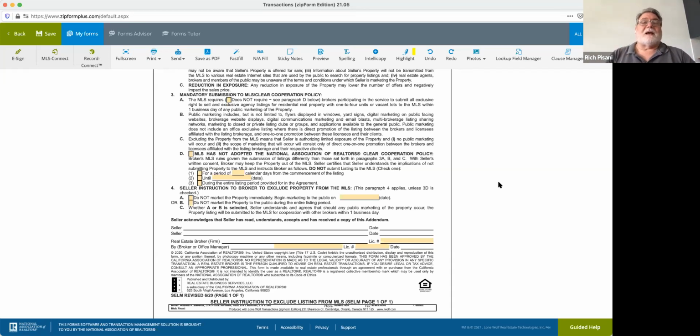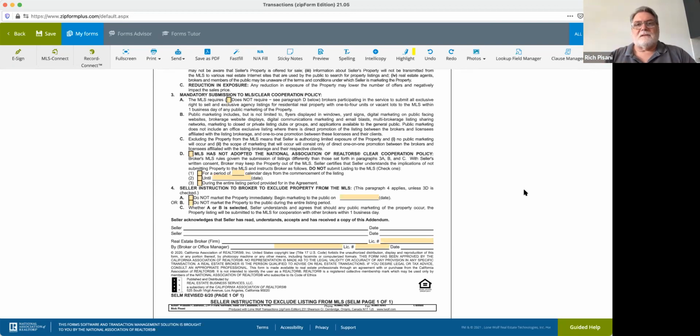But you also need to tell the MLS that you're excluding this. Because of clear cooperation, they need to know. So different MLSs do it differently. Now, ChrisNet, if you're a member of SRAR, ChrisNet requires you to send this completed form, the SELM, along with the first and last page of your listing agreement within 2 business days. That has to happen in order to exclude it. That is a requirement to exclude a listing.